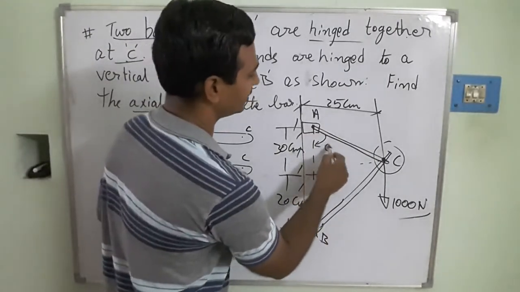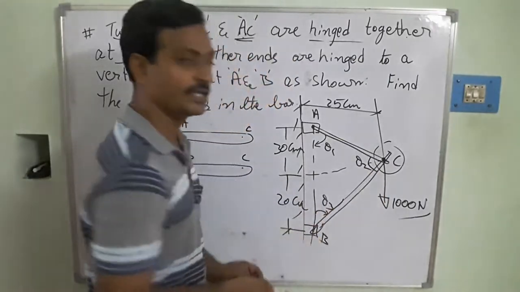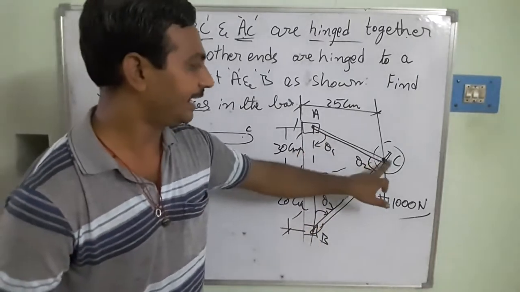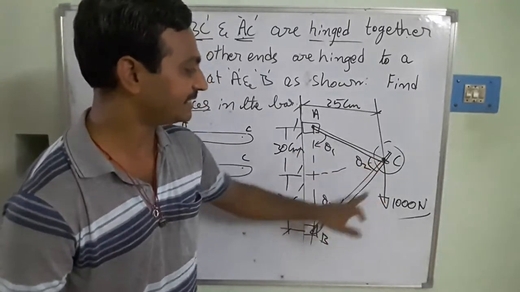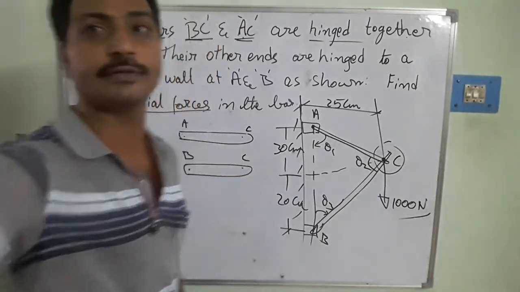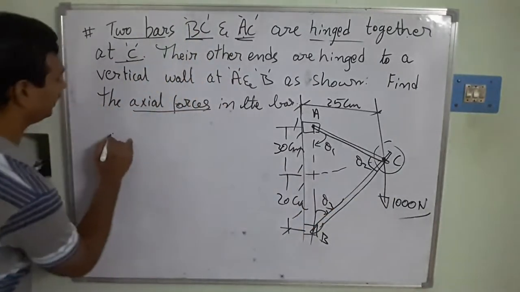So this is going to be theta 1, this is your theta 2, and this is your theta 3. These 3 angles we need to calculate, and then we are going to take the internal forces in the members AC and BC and the 1000 newtons. I am going to draw a concurrent force diagram over there. For this, the point C is going to be the equilibrium.